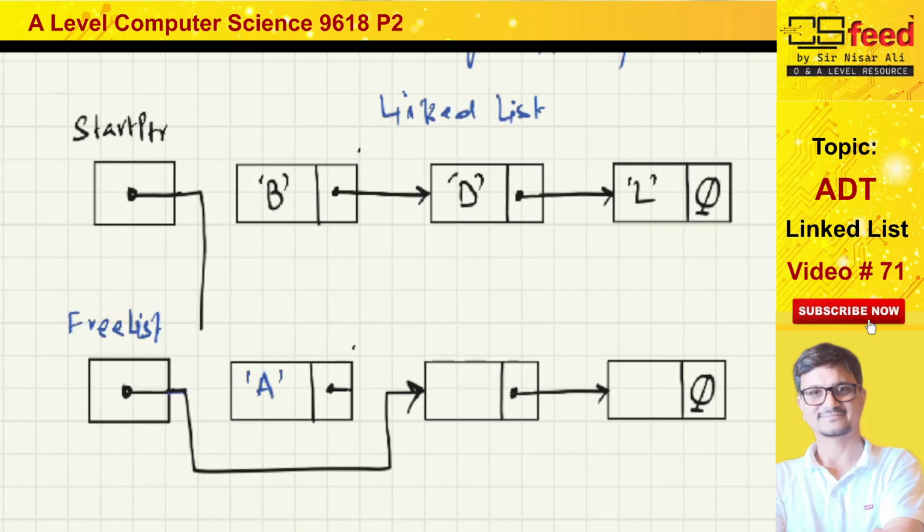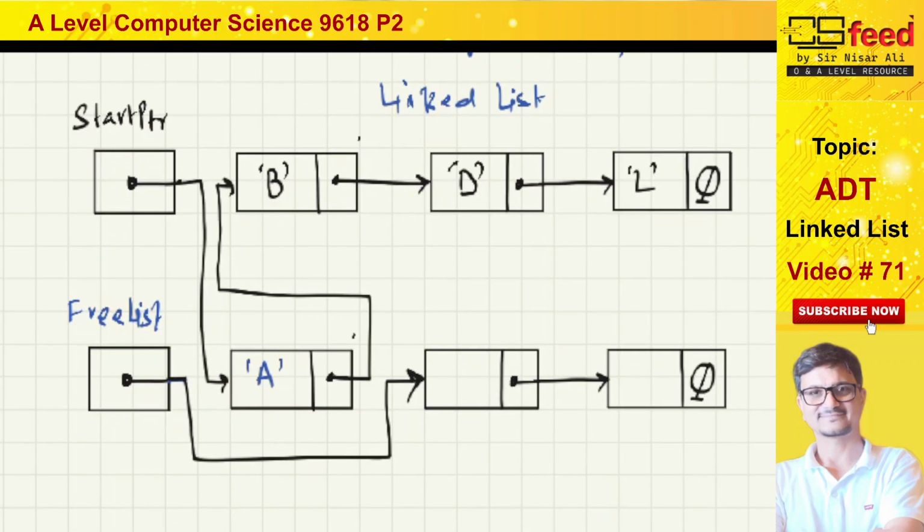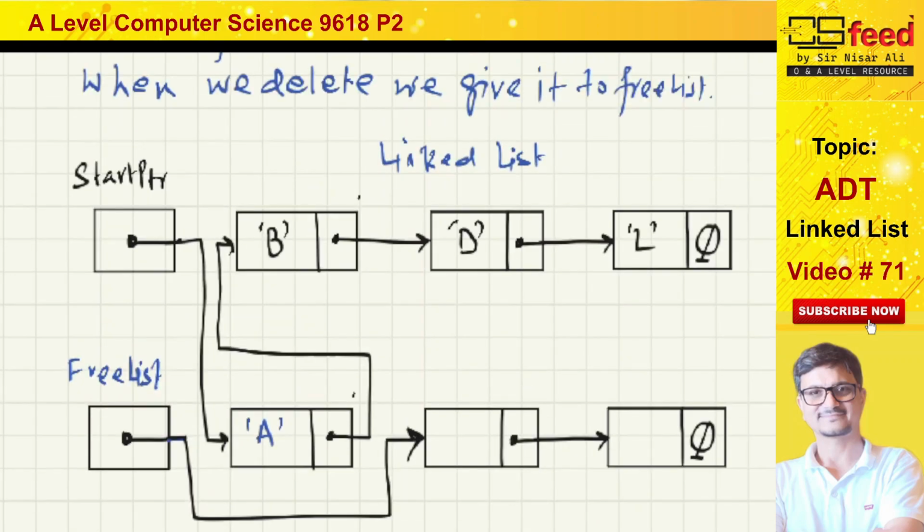Now this start pointer will point to A, and A is going to point to B. All right. This is how the free list is used to add the node into the linked list. This is how we added the value into the linked list. Now, this is an addition, and if you want to remove something, let's do the same. So this is adding a value.